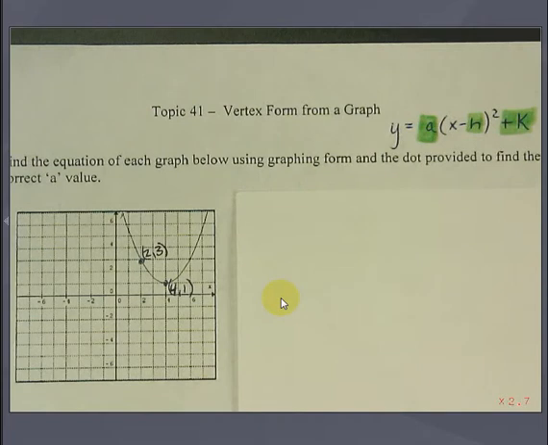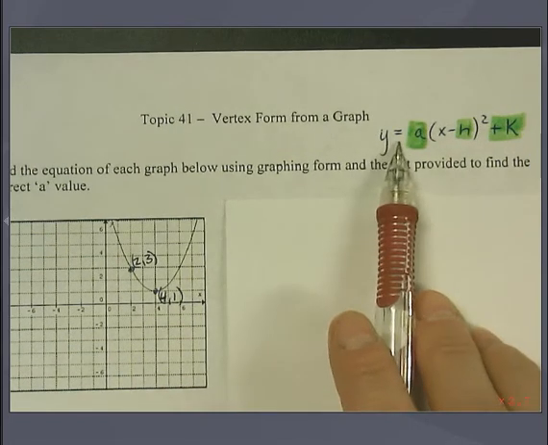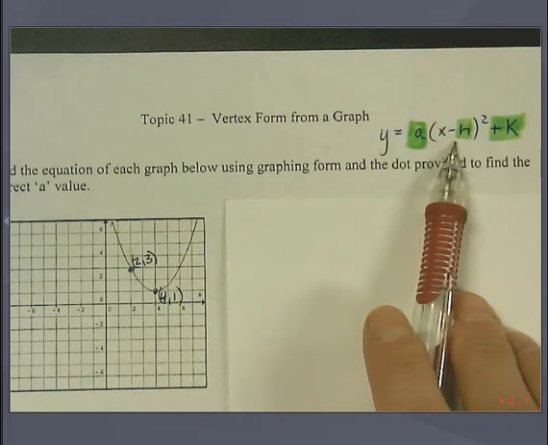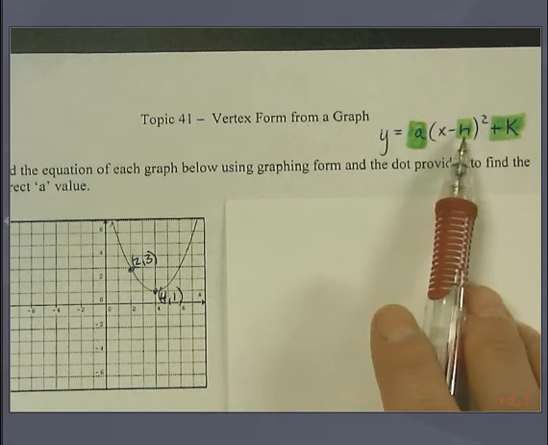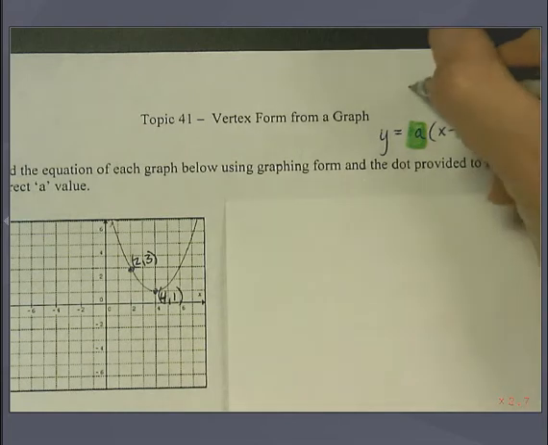Okay, topic 41, we're looking at the vertex form for a graph. And this is the formula you need to make sure you know by heart. Y equals A times x minus h squared plus k. So remember, the hk represents our vertex. hk is our vertex.